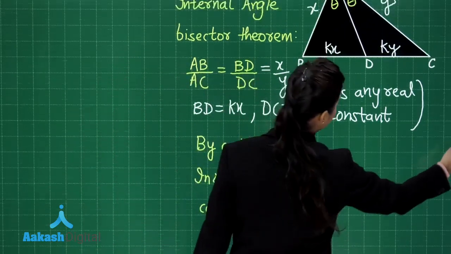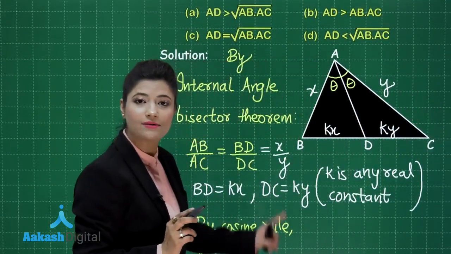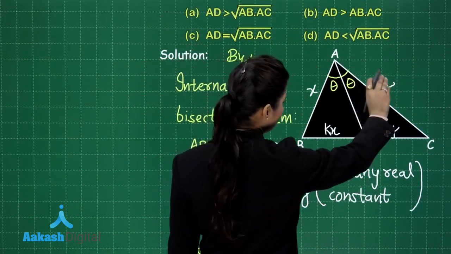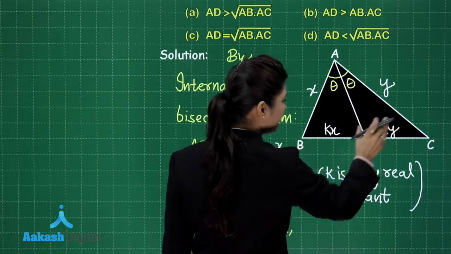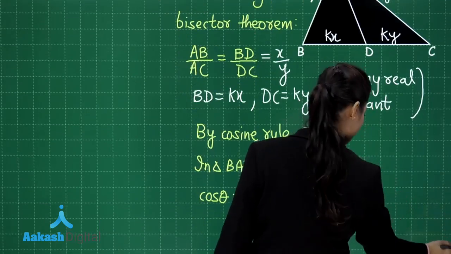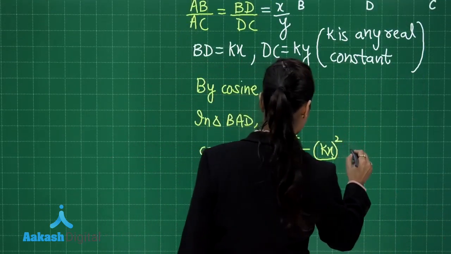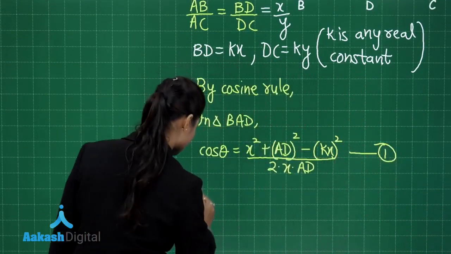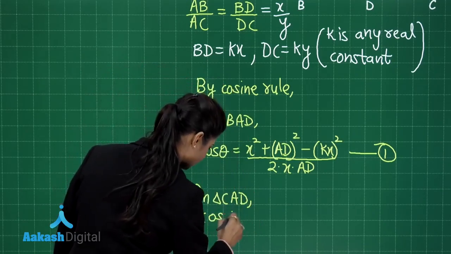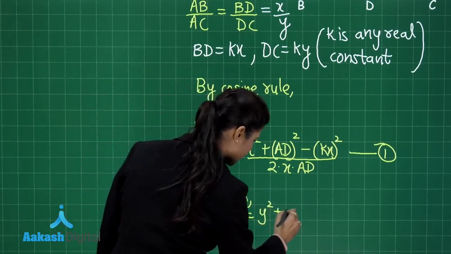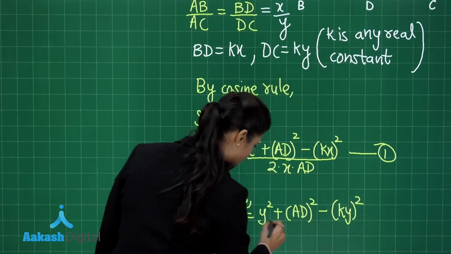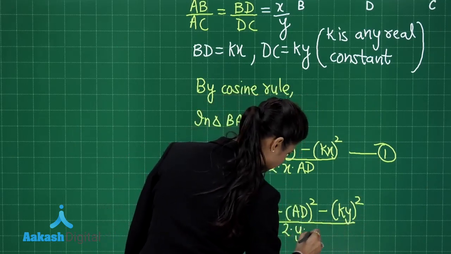In the same way, the cosine rule can be applied in triangle CAD. If you apply the cosine rule in triangle CAD, you get y square plus AD square minus ky whole square, upon twice y into AD. Let this be equation number 1. So in triangle CAD, applying the cosine rule, we get cos theta equal to (y² + AD² − (ky)²)/(2y·AD).